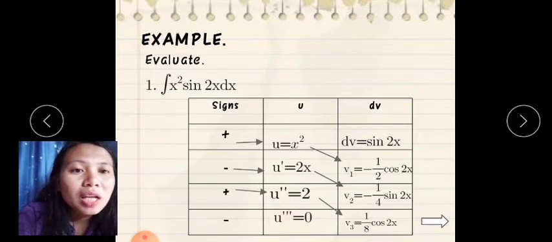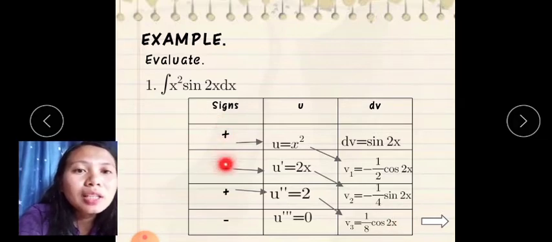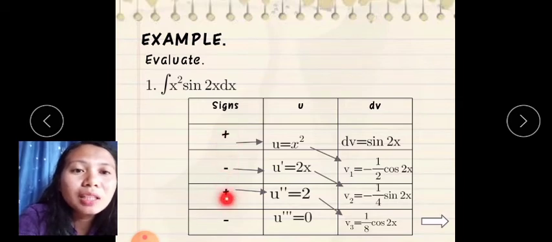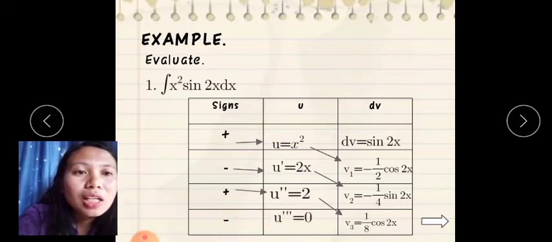The third derivative of x squared is equal to 0. And the third integration is equal to 1/8 times cosine 2x. The signs, ato lang ibutang positive, negative, and so on, hantod nga ma-0 na ang derivative diri sa second column. Kung na-0 na ang derivative, dili na ta magpadayon. Diri na lang taman ang integration sa dv.